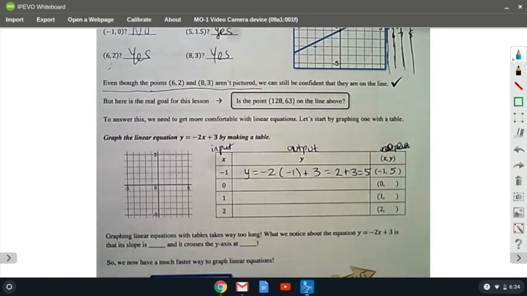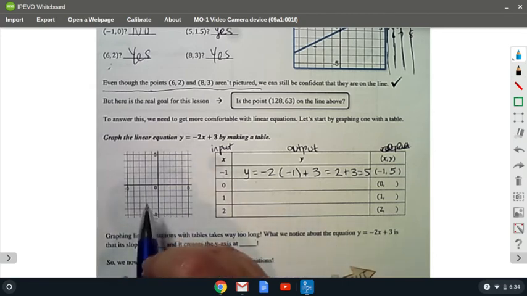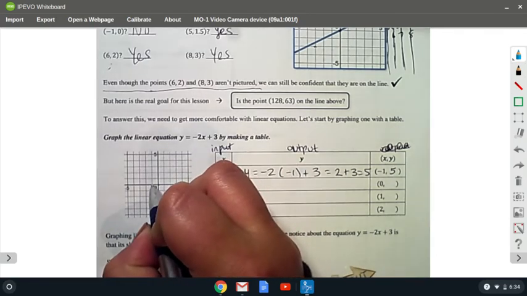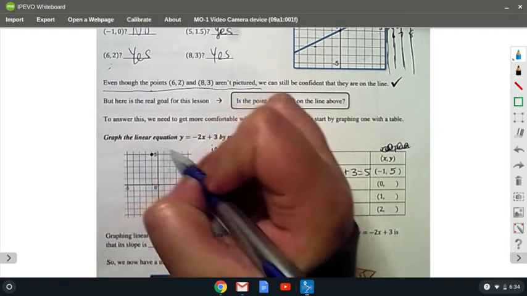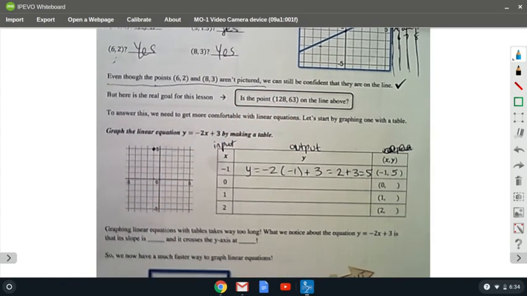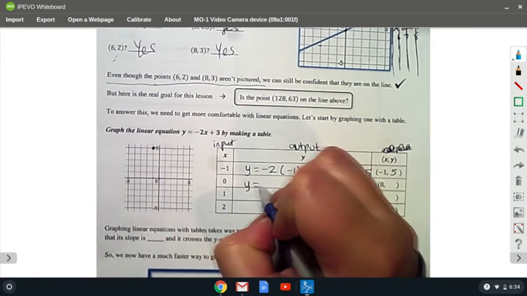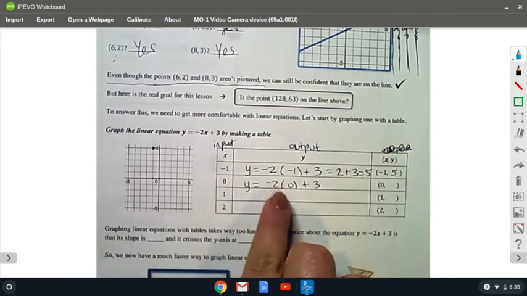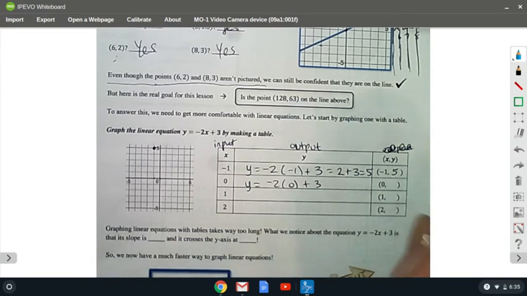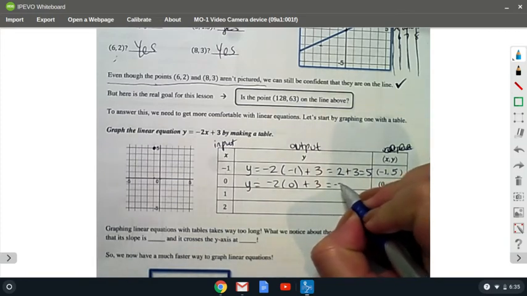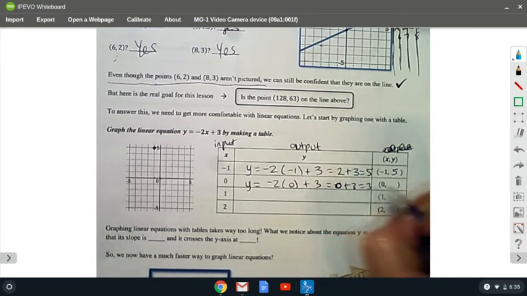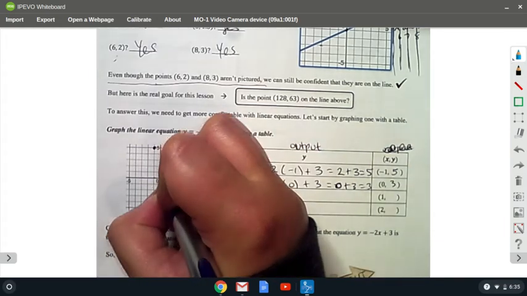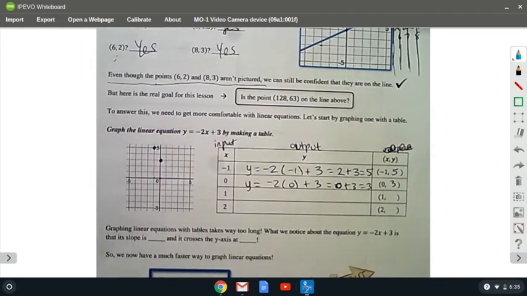So that gives me a -1, 5. That is a point on my line. So I just solved for y. Okay. So I can go to my graph now and go -1, 5. That is a point. I could also do it with 0. I'm just plugging in to this original equation this value of x in for x. That gives me 0 plus 3, which is 3. So 0, 3 is a point on my line.